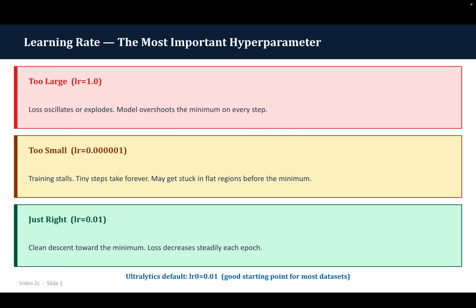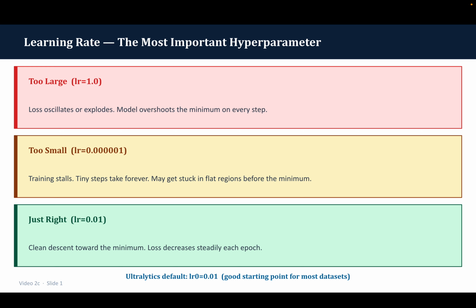The learning rate in Ultralytics or in an ML model controls how big a step the model takes each time it updates itself. Think of it like walking downhill toward the bottom of a valley, blindfolded, one footstep at a time.